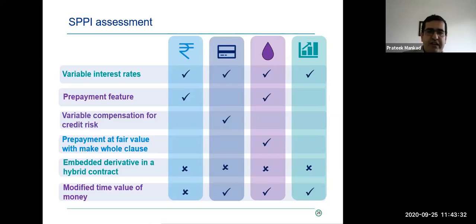Now, you will have to do one additional analysis to say in present value terms, is this modification a significant difference or not? Generally, in the examples we have seen, it is not, in which case your overall SPPI is met. But this is something to be conscious about. Again, some of these may not be commonplace, but please be conscious about some of these. Okay. So let's now once again move to some examples or case studies.